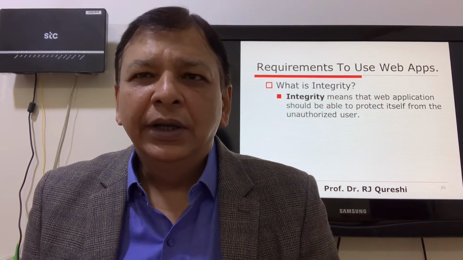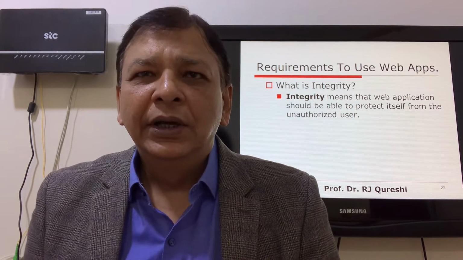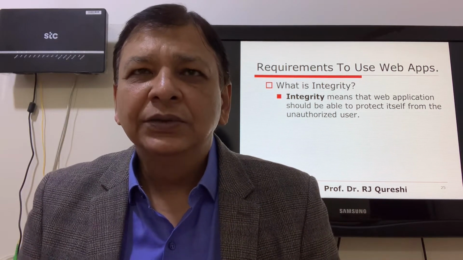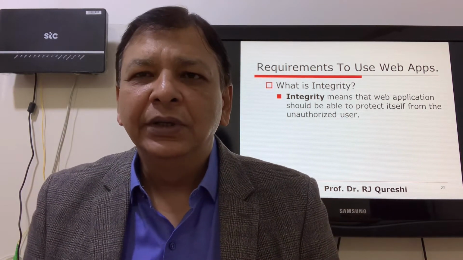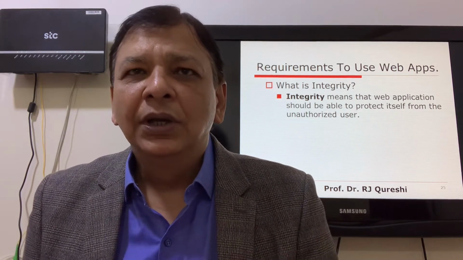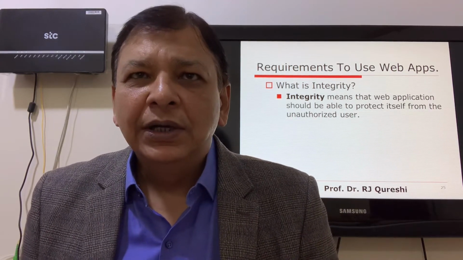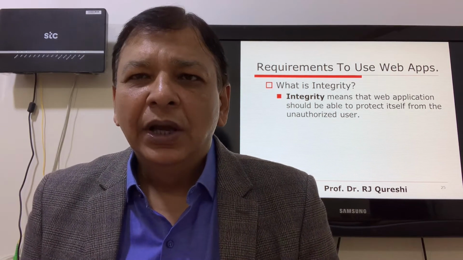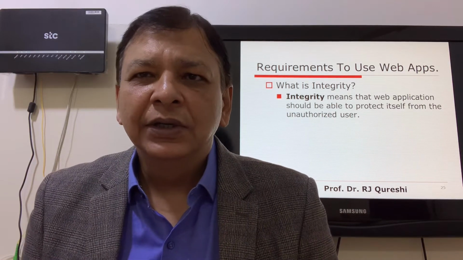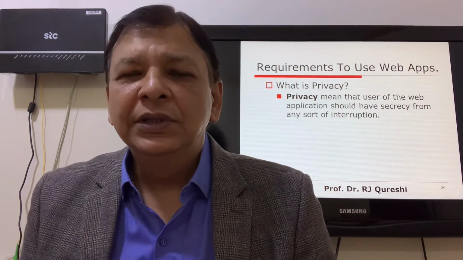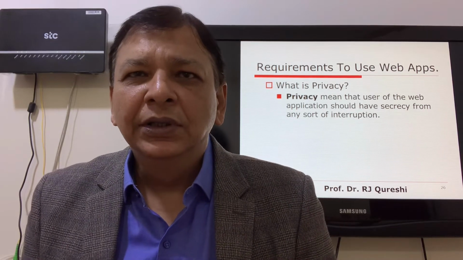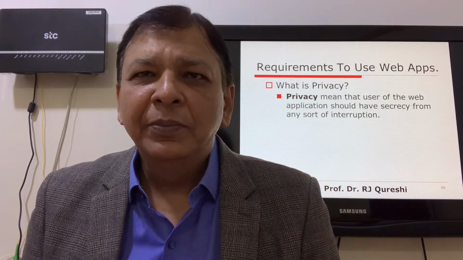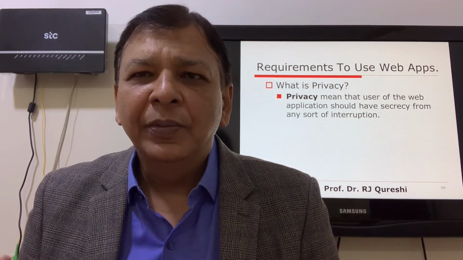Integrity. We have data integrity and we have application integrity. Data integrity means the data must be reliable, that it is from an authorized source, like for example IEEE, ACM, Elsevier, BBC, Al Jazeera, CNN. They are authorized sources. And application integrity means how much the application can protect itself from unauthorized access. Privacy means the information passed between sender and receiver should not be leaked, should not be tapped, and there should not be any type of interruption.